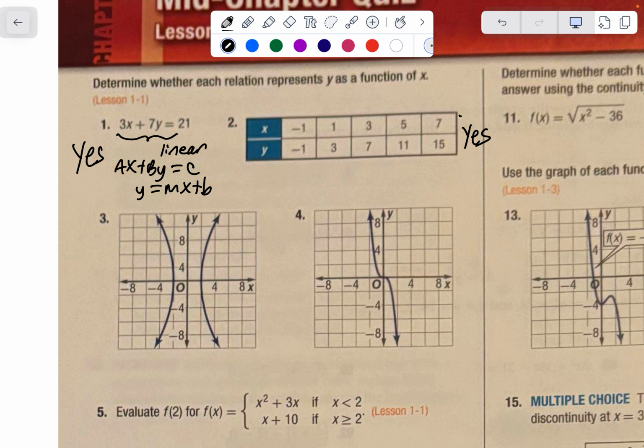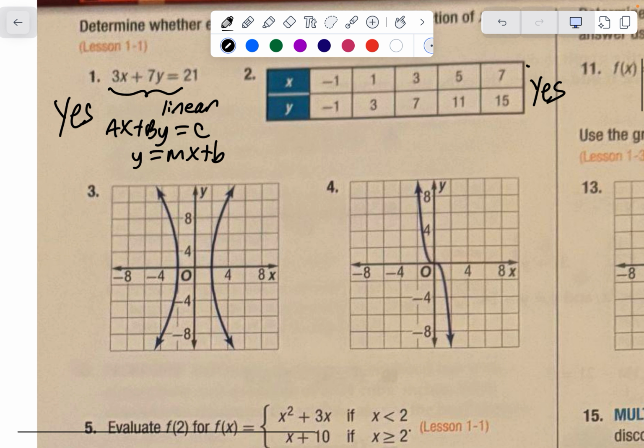If we can find a vertical line that hits the function in more than one spot, like this one does, all we have to find is one time that happens. You can find lots of times on this one, then we get a no. But number 4, no matter where I draw a vertical line, I only ever hit it one time, so that's a yes. So functions, the x's do not repeat or pair up more than once.